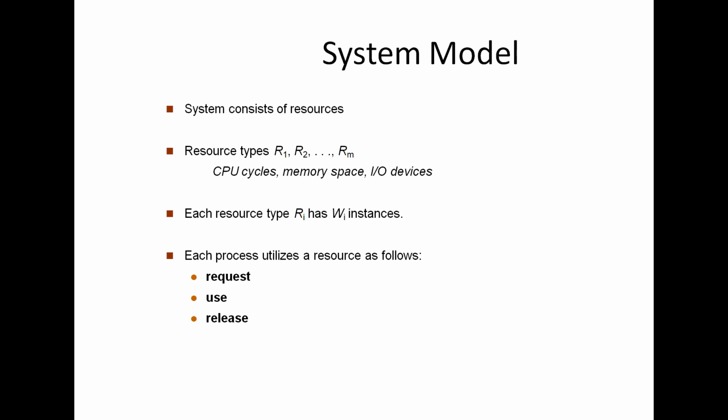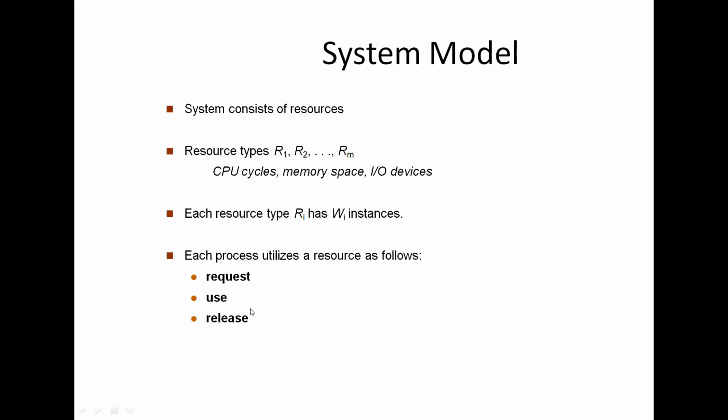Instances means, for example, CPU cycles: if we have 3 cycles, we may call them 1, 2, 3. Similarly, we may have n number of memory spaces or n number of I/O devices. These are called instances. There are 3 states. Each process utilizes a resource as follows: one is request, another is use, and the third is release.